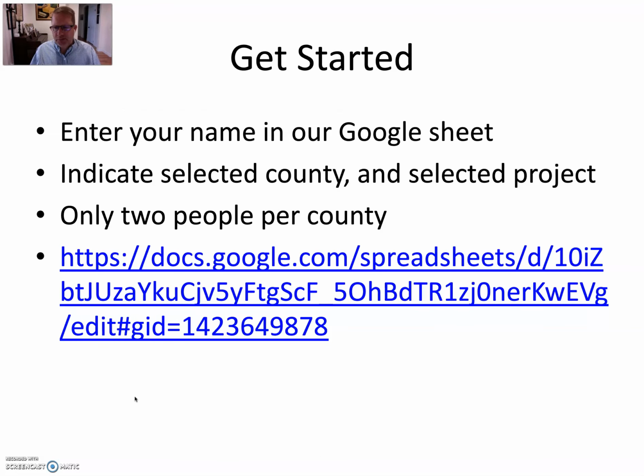Get started. There's a place on our Google document where I'd like you to go and enter in your name, your selected county, and your selected project area. Best of luck, everybody. And yeah, let's get this thing done. It's going to be awesome.